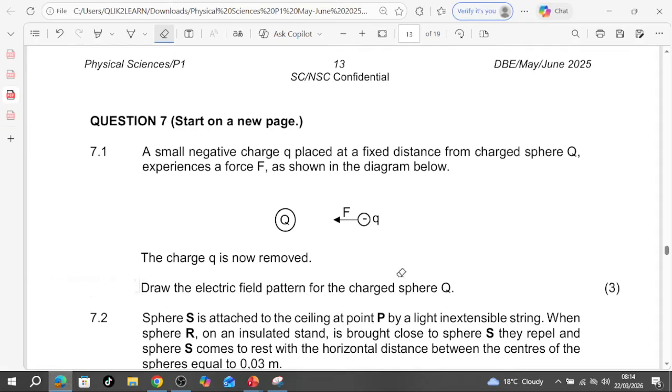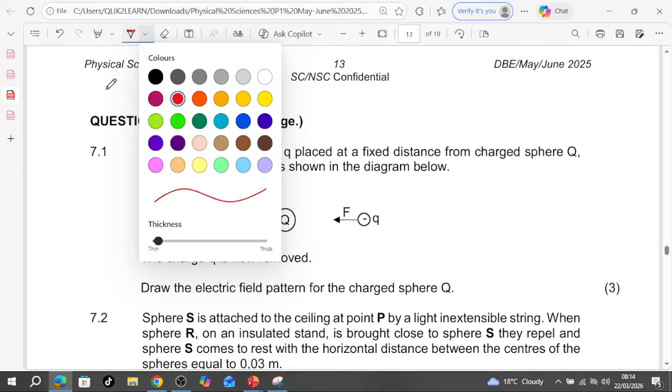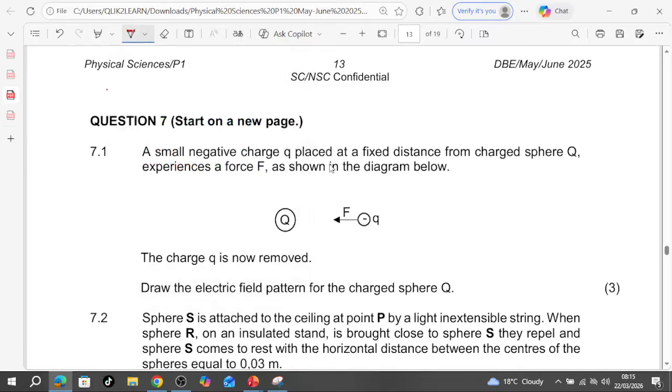Okay, let's check what we have on this question 7. We are given that a small negative charge q is placed at a fixed distance from the charged sphere Q. We can see the diagram. It experiences a force F as shown in the diagram. The charge q is now removed. Draw the electric field pattern for the charged sphere Q.